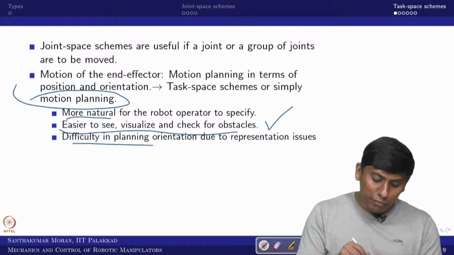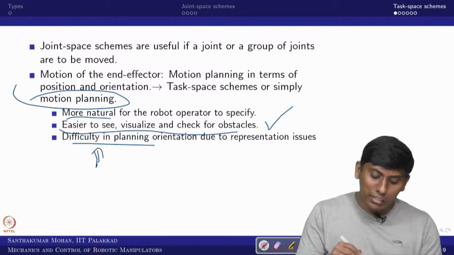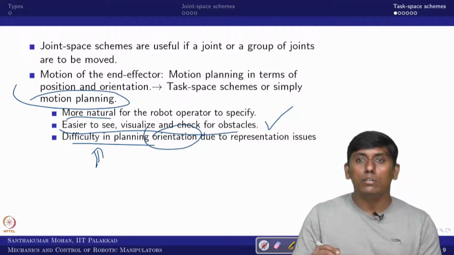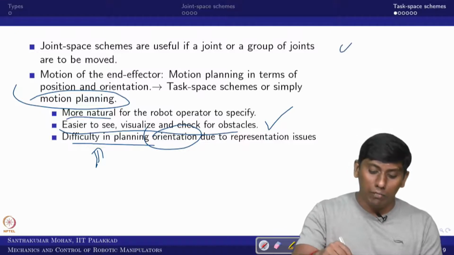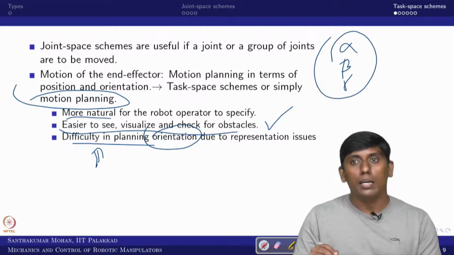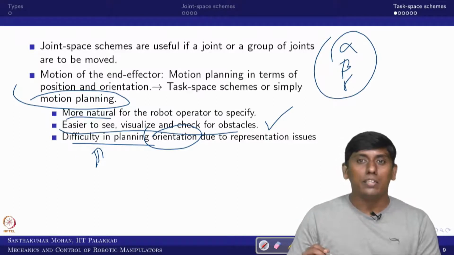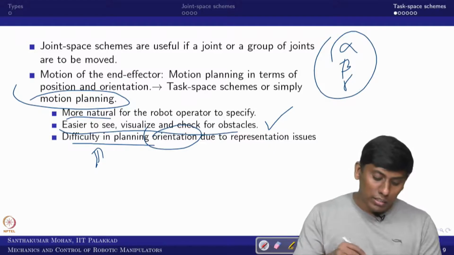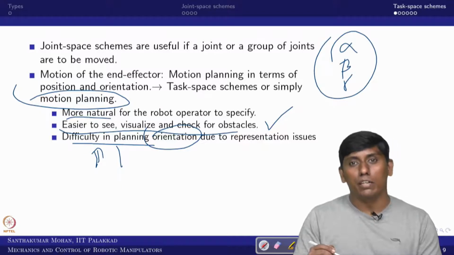Further, the difficulty in planning, which is a limitation, exists mainly on the orientation due to the representation issue. The representation, the alpha, beta, gamma, the roll, pitch, yaw angles, is not explicitly visible to us. So the representation is complex, and orientation trajectory generation is always difficult.